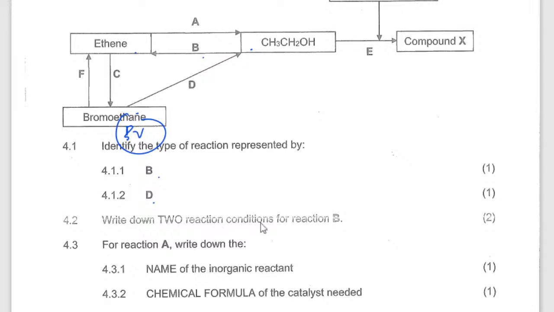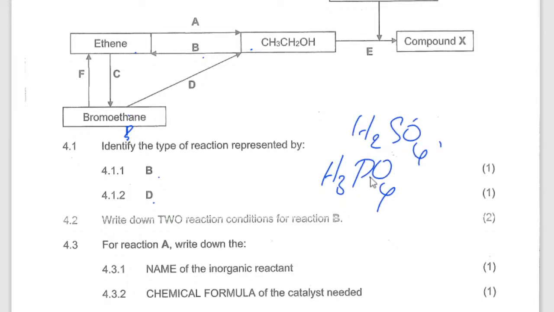Write down two reaction conditions for A. From this to this, because you are dehydrating, whenever you talk about dehydration, you must have concentrated sulfuric acid and then some heat. So heat and concentrated sulfuric acid, or concentrated phosphoric acid. It could be sulfuric acid or phosphoric acid, depending on what you want to write.